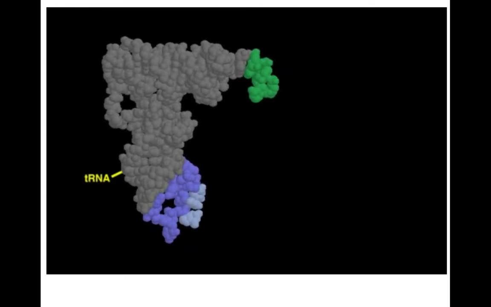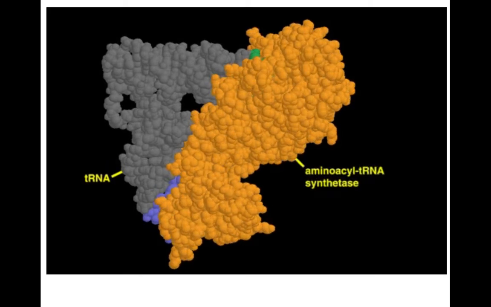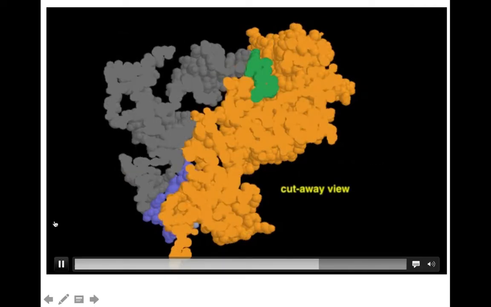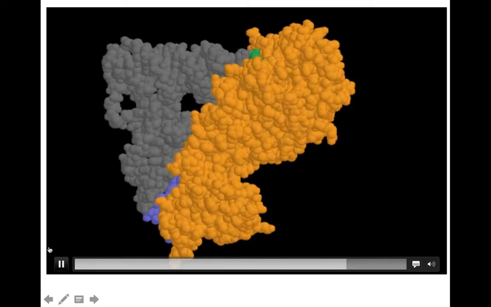The charging of tRNAs with the correct amino acids is carried out by amino-acyl tRNA synthetases. As revealed in the cutaway view, the complex of phenylalanine tRNA with its cognate synthetase shows an extensive contact surface that includes recognition sites for the anticodon base triplet.